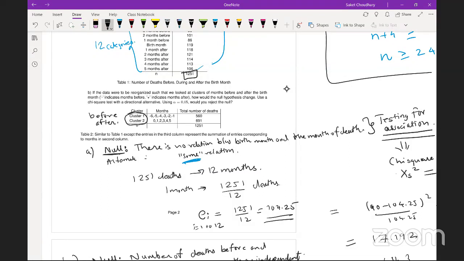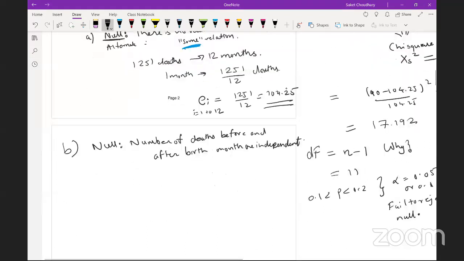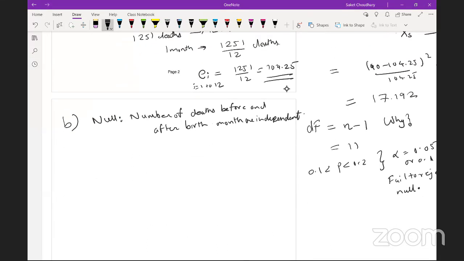Okay, so everything remains the same, right? And this 560 number that you're seeing here is essentially the summation of all the months in these categories from -6 to -1, and similarly 691. So what really has changed? Our expectation definitely has changed. Our expectation is either things happen before or things happen after. So 1251 is the total number of deaths. They can either happen before or after, so we just divide it by 2, and that will give us a value of around 652.5.